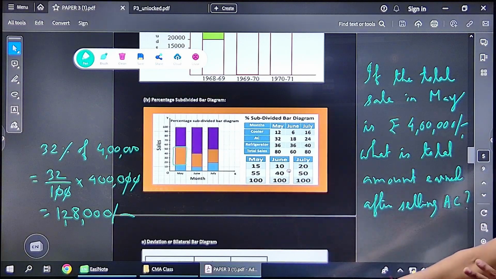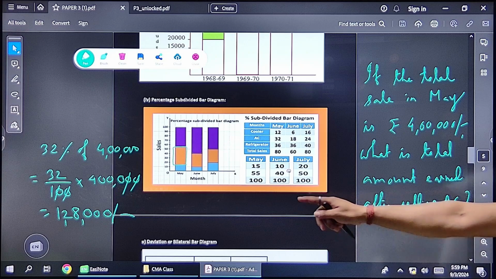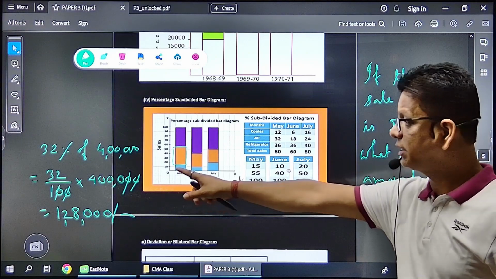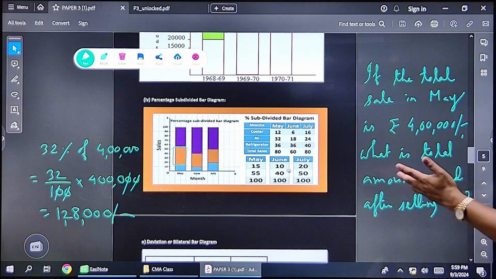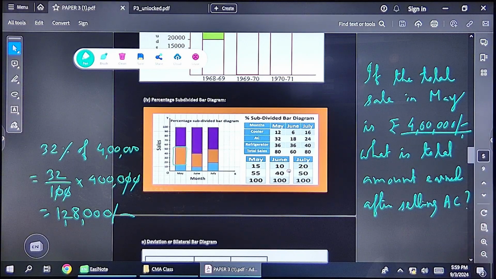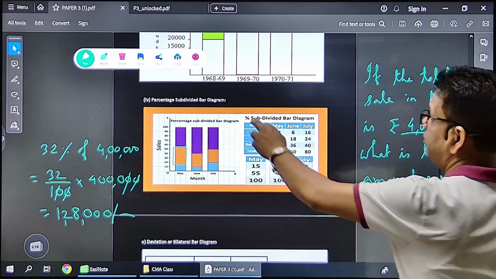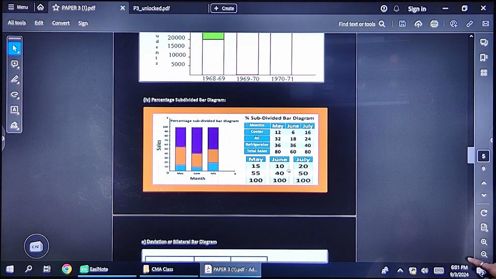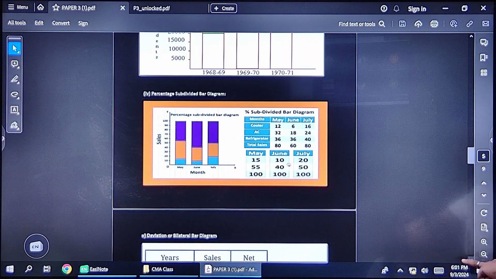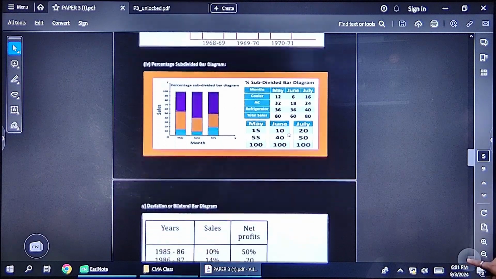My aim is not to explain all this. My aim is to explain what type of question can be asked in the exam. So you can easily find out. You just see the percentage, and get the solution. Since it is given in percentage, and the total sale is given, you can get it easily. The total amount earned by selling this particular item is C. Done. So this is about percentage subdivided bar graphs. Bar graphs can be divided in percentage as well.